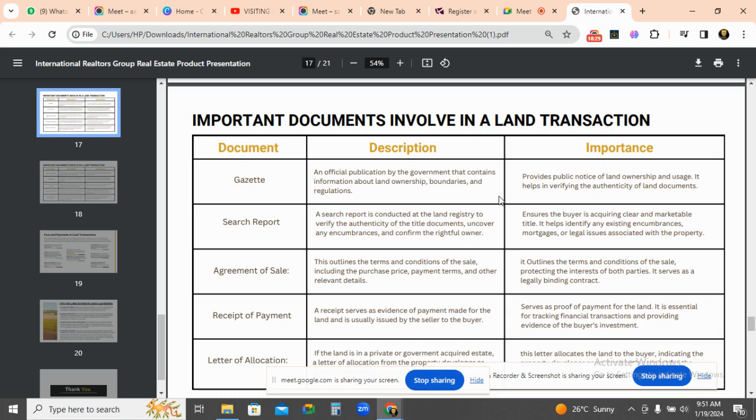The second thing that you need to do, especially when you are buying a land, is what is called a search report. So you need a search report document that shows that this land is authentic. What a search report does is that it is conducted at the land registry to verify the authenticity of the title documents. Please, you can read about this later by yourself.